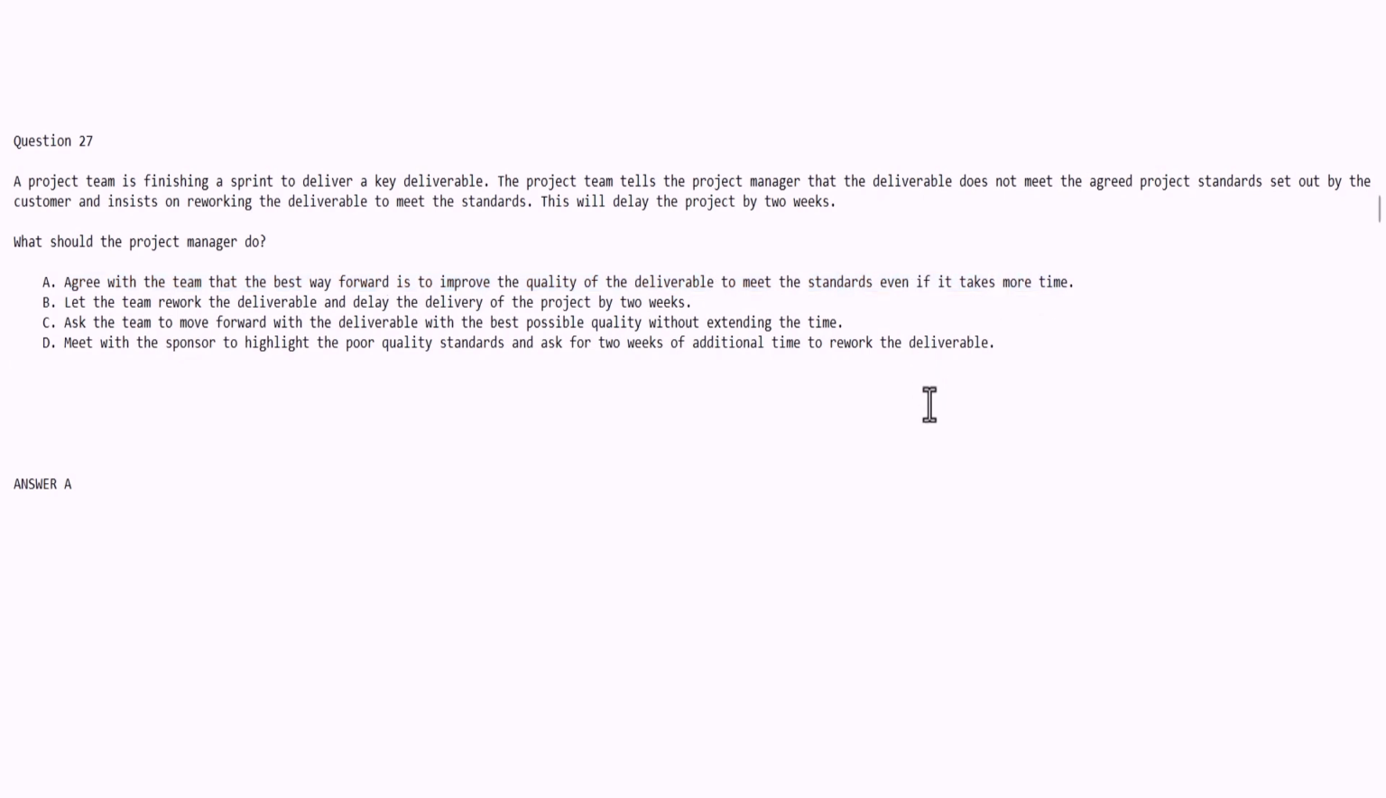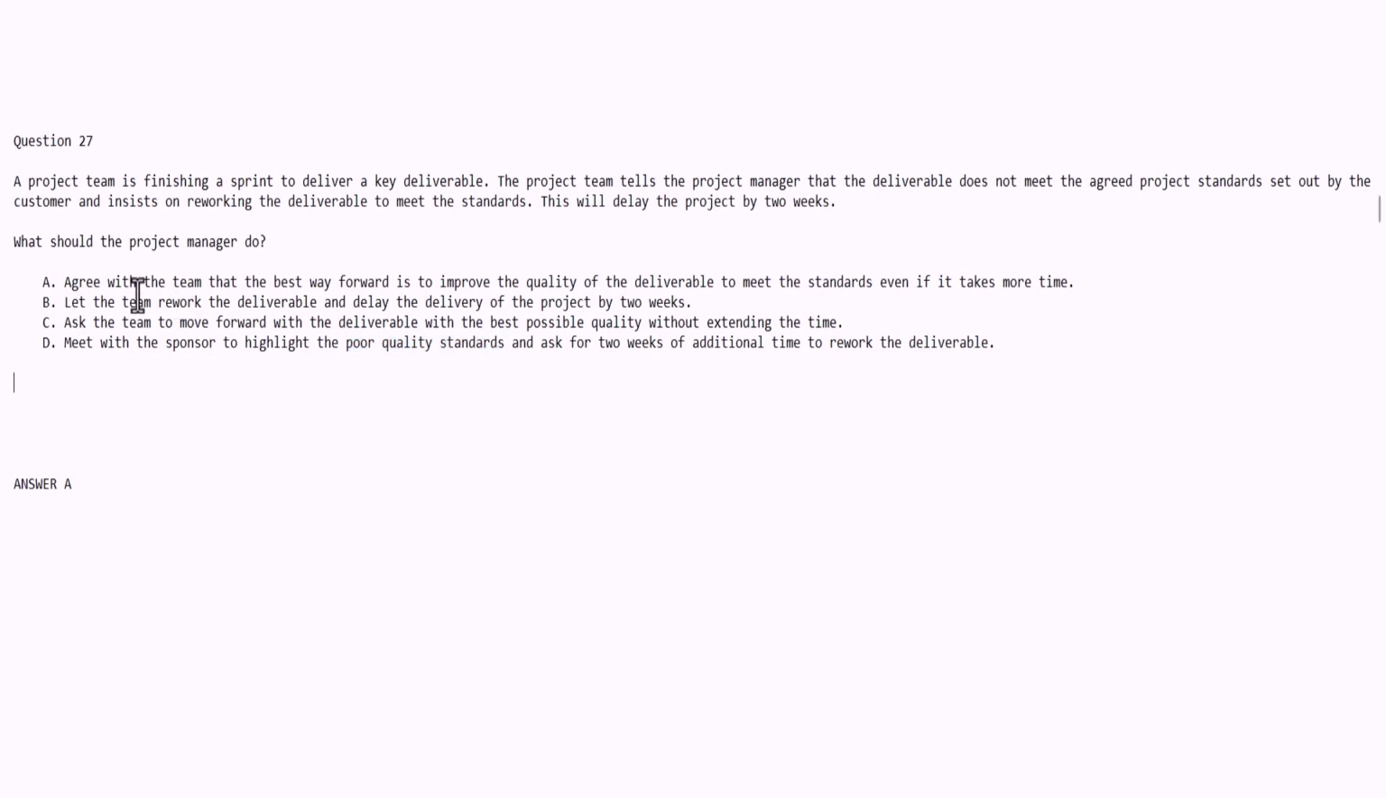Now, with this type of PMP question, it's very important for you to understand that you need to look at the keywords. If you look at the various other options here, let's look at option D, meet with the sponsor to highlight the poor quality standards and ask for 2 weeks of additional time. That's not really the role of a sponsor to grant you additional time. If your developers need more time, that's the reality of the situation. You're not going to ask permission from the sponsor, and in this case, you notice that the PM never actually highlights the poor quality standards.